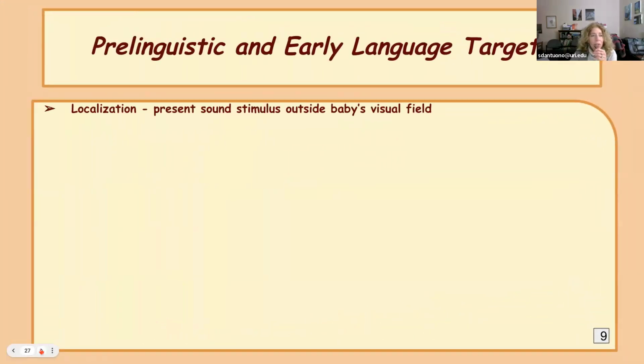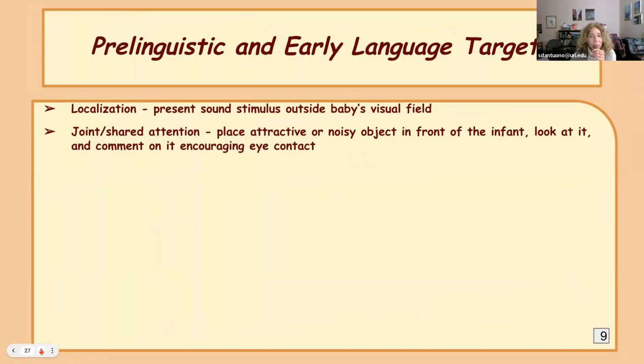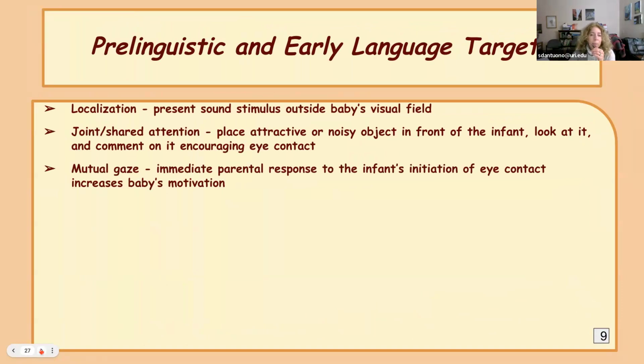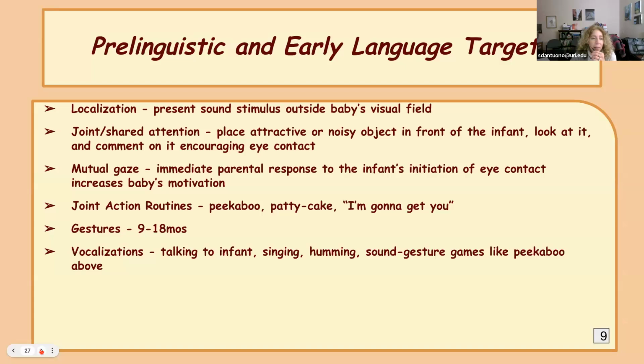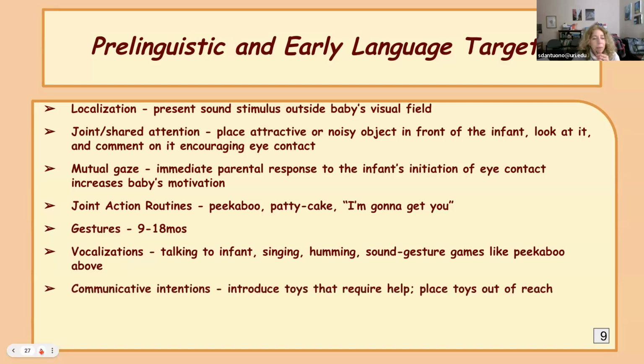Okay, very young children. Pre-linguistic and early language targets: localization, presenting a sound stimulus outside the baby's visual field to see if they turn their head. Joint attention, which I think we all know about, right? Having the child look at you, look at the item, look at you. Mutual gaze is an immediate parental response to the infant's initiation of eye contact, and it increases a baby's motivation. Joint action routines are fun: peekaboo, patty cake, I'm gonna get you, right? Gestures, 9 to 18 months. Vocalizations: talking to infants, singing, humming, sound gesture games like peekaboo and the above.